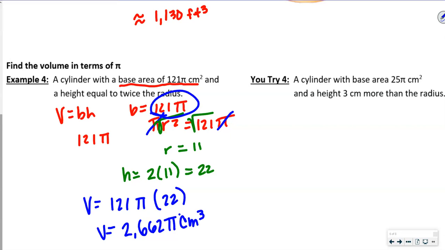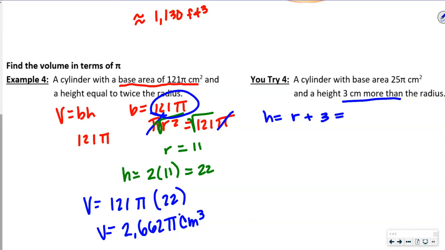So same process with the one with the U-try on the right. Pause the video. Let me give you a little insight. It says that the height is 3 centimeters more than the radius, okay? So what does that mean, 3 centimeters more? It means whatever you get for the radius, you're going to add 3 to it to get your height, right? That's what you're going to do. So that means you're going to have to find your radius. Pause the video. Go ahead and try this one. Come back to me when you're done.